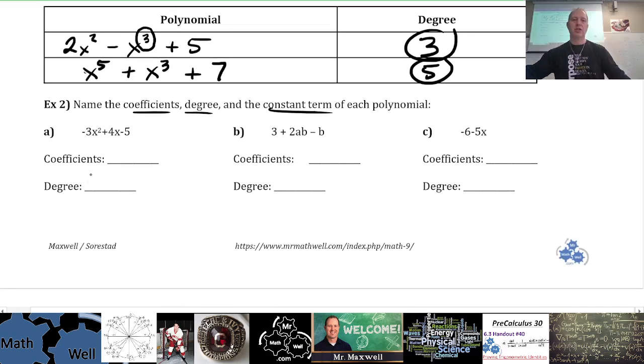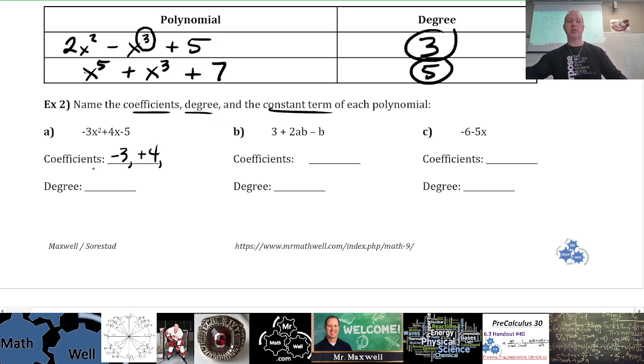That's great. So coefficients are, let's do this, -3, +4, and -5. Is that right? Anyone want to stop me before I mess up? Should I write -5 there? No? Yes? No? Okay, -5 is the constant, remember? So we're not going to include that on the coefficients. Yeah, got you there.